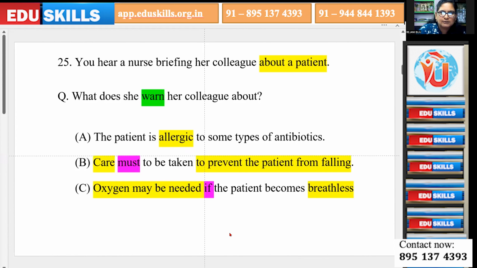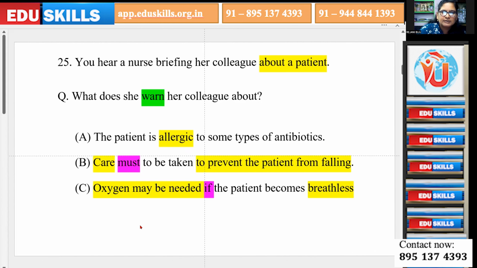Before that, let us see the options. Option A, the patient is allergic to some type of antibiotic. The keyword in option A is allergic. And option B, care must be taken to prevent the patient from falling. So here must is highlighted in another color. I already told you that in the audio they may be saying that it is very important, so the word must is used there. So that is another clue for us.